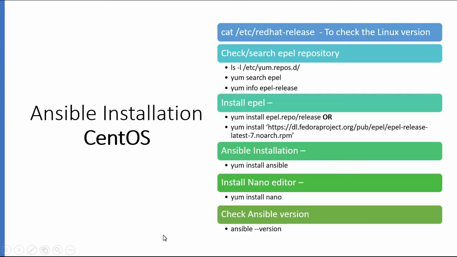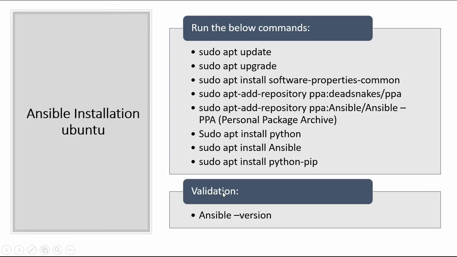I also have specified some of these CentOS commands. If somebody is using the CentOS operating system, then we can use all of these commands to get Ansible installed. If we have Ubuntu, we already have the command we used earlier, which can be used to validate and install Ansible.